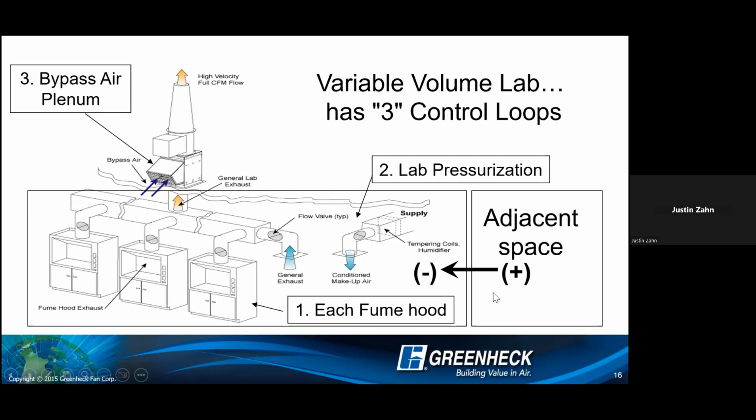So, three control loops. I don't want to spend too much time on this, but the face velocity, 80 to 100 feet per minute, typically how you pressurize your room, typically a negatively pressurized room, and then your duct static, which is controlled by the bypass air plenum.